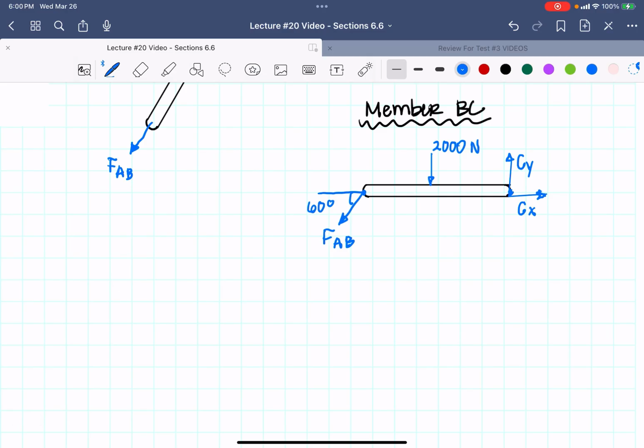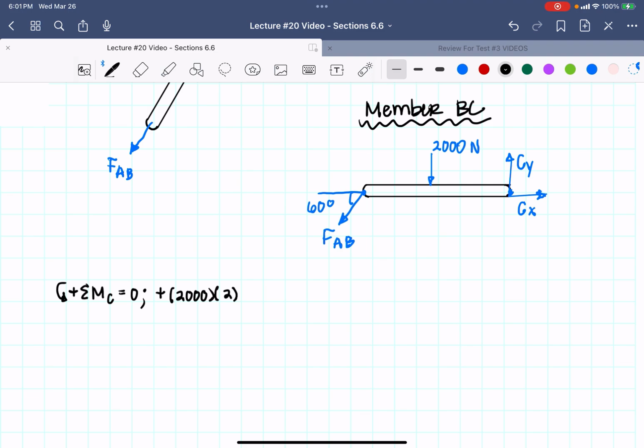Like I've been doing in the past problems, it's easiest to start with moments at C so that I can solve for FAB. Because I have three things that I need to solve for, and if I put the moment there, I only have FAB as my unknown. So I'm going to say counterclockwise is positive. I'm going to sum the moments about C equals 0. So from the 2,000 Newton force, it's going to have a positive 2,000, and it is 2 meters away, perpendicular.